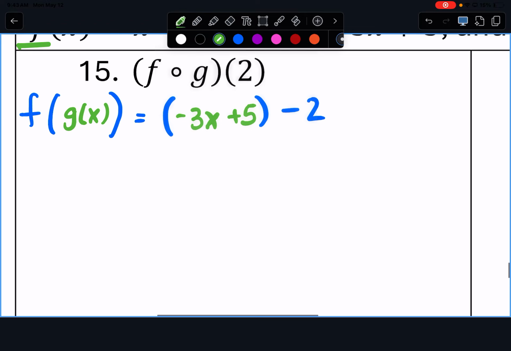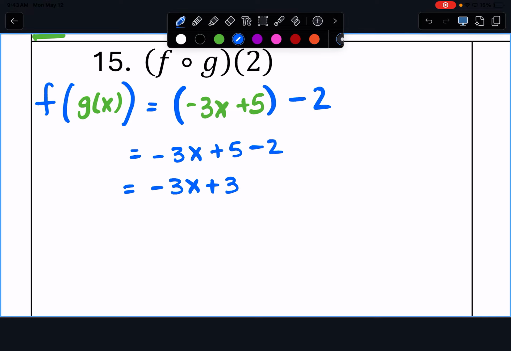So we get that f of g of x is equal to negative 3x plus 5 minus 2, which is what? x plus 3. Now, we're going to do f of g of 2. So we're going to take the equation we just found and we're going to plug in 2.